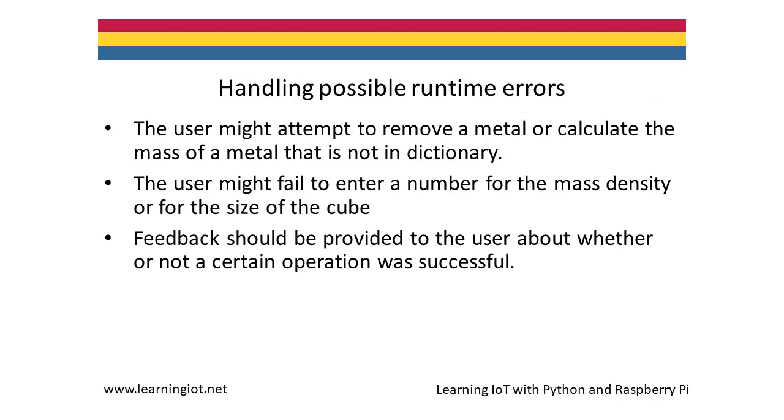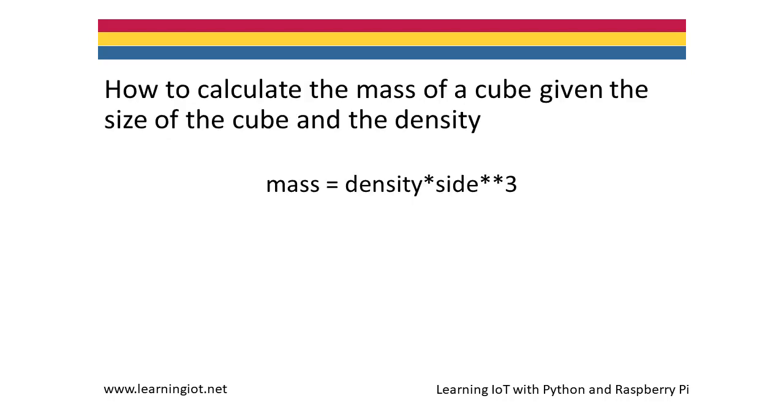The script should take into account that a user might attempt to remove a metal or calculate the mass of a metal that is not in the dictionary. Also, the script should take into account that the user might fail to enter a floating point number for the mass density or for the size of the cube. Feedback should be provided to the user about whether or not a certain operation was successful. The mass of a metal cube can be calculated if the density is known and if the size of the cube is known.